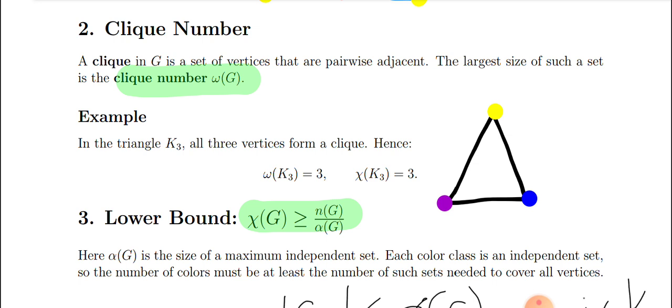Okay, but hold on. If that's the hard limit, why doesn't the chromatic number just always equal the clique number? I mean, if the clique is the densest part, why would a graph ever need more colors than its biggest clique? And that is the single most important question in all of graph coloring. It's the reason this is a hard problem.